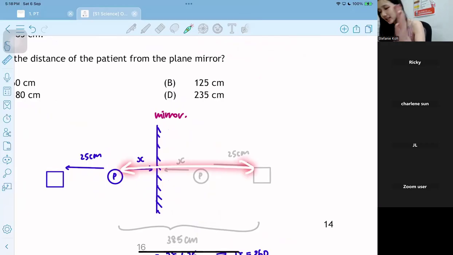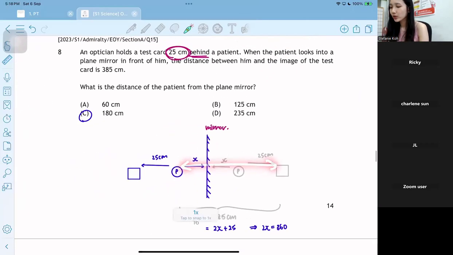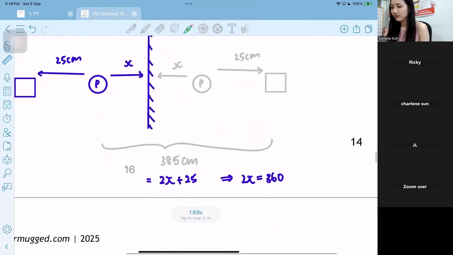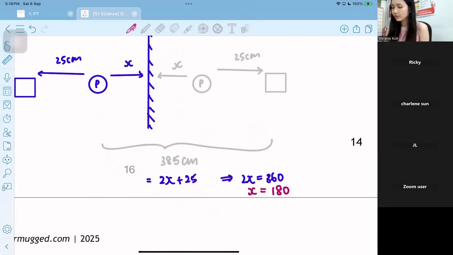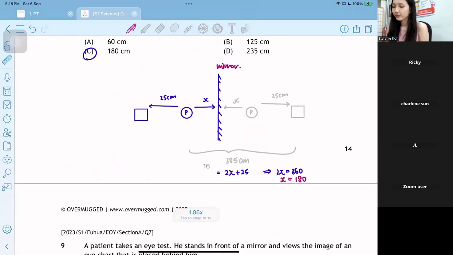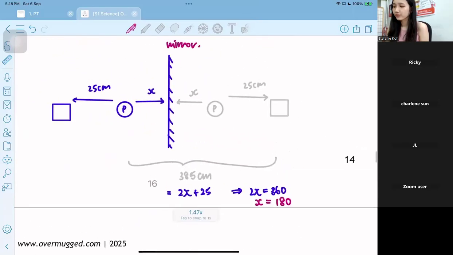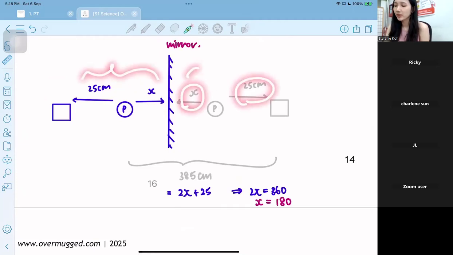2x plus 25 equals 385. Solve for x. So 2x equals 360. How do I know what is the distance of all of this? It is equal distance from the mirror.